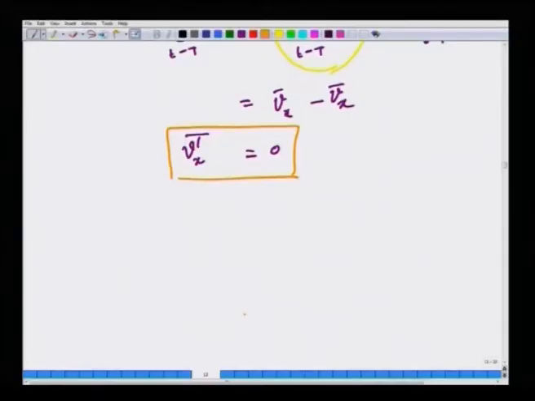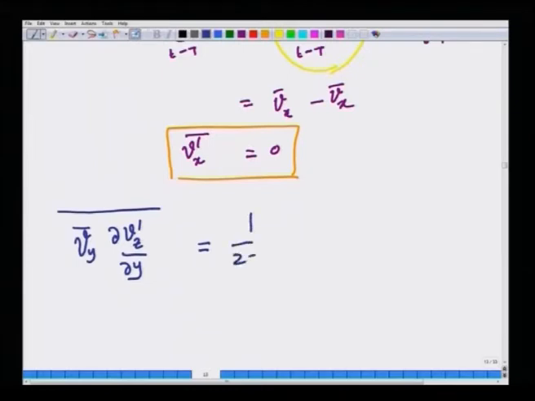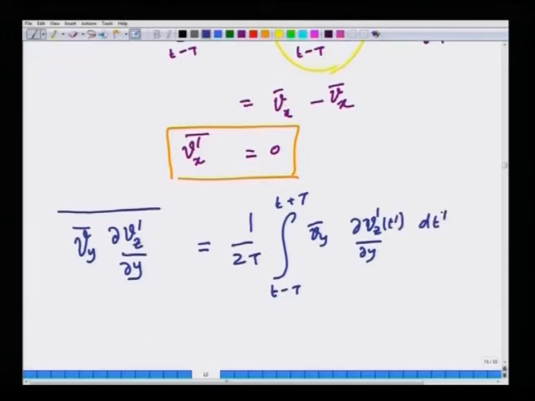Okay. So, this is an important result that we will keep using when we go further in deriving the time average Navier-Stokes equations. Now, in our discussion we will also have opportunities to work with quantities like this. Suppose you have a product of a mean and a fluctuating quantity. We may have to do a time average of this entire quantity. This can be understood in the following way: 1 over 2T integral from t minus T to t plus T of v y dv z prime by dy of t prime dt prime. This is the meaning of the time average.